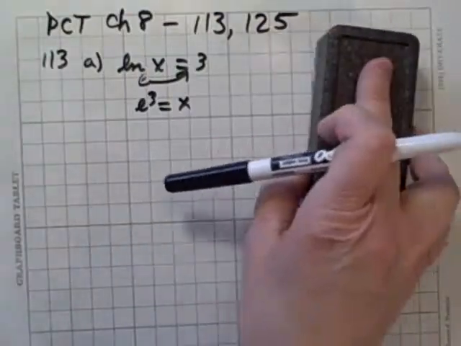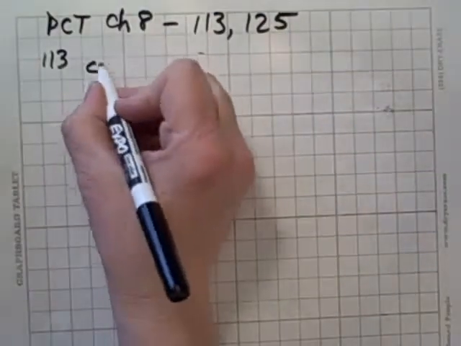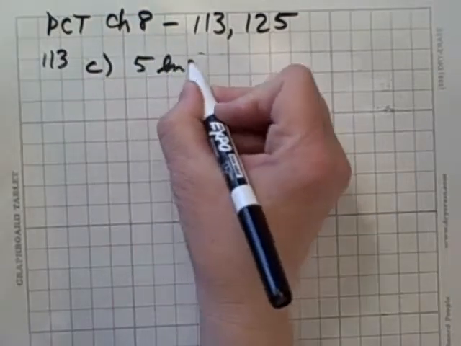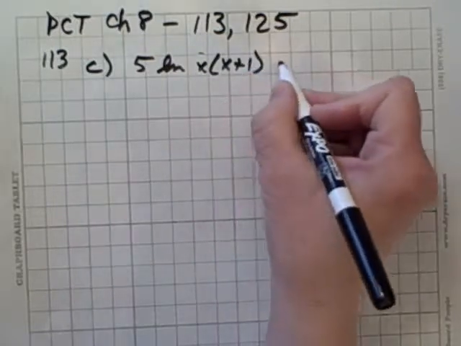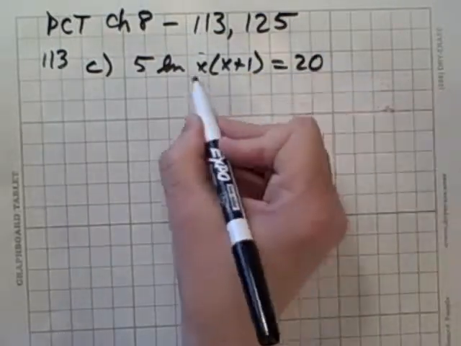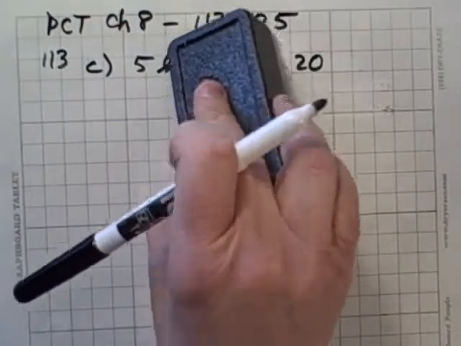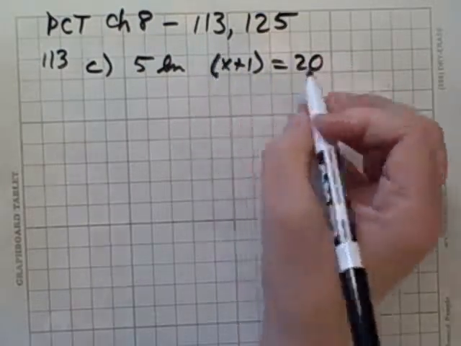There is an actual error on part C. It's printed 5 natural log of x times x plus 1 equals 20. That x is not supposed to be there, and so please edit it. It may have already been edited in your copy.